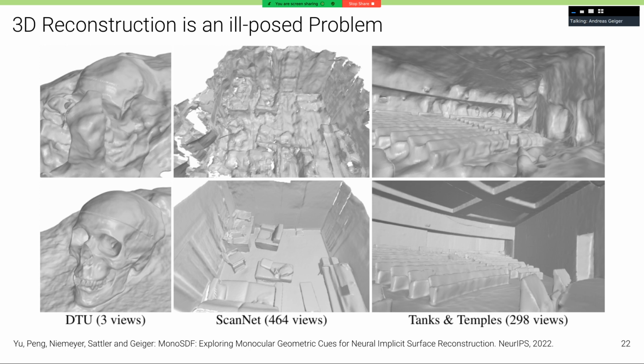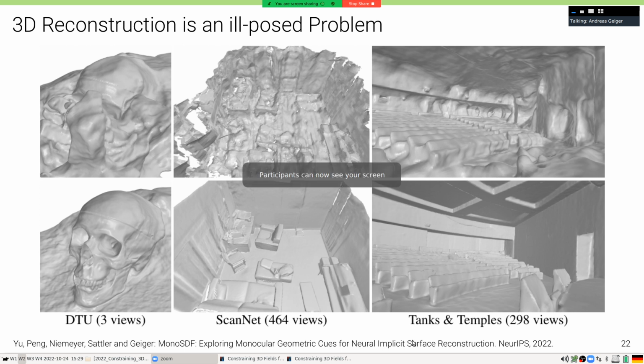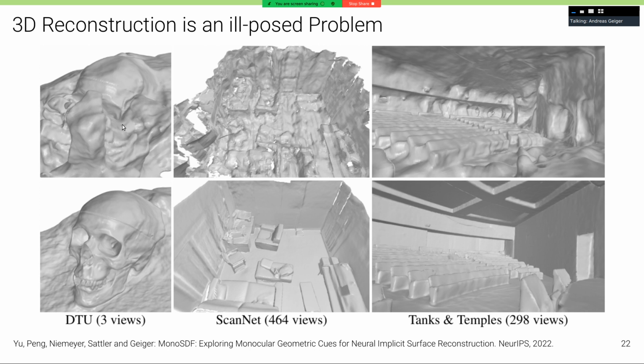Well, so far we have focused in RegNeRF on the novel view synthesis problem. Of course, 3D reconstruction is also an ill-posed problem and suffers in the presence of few views or textureless regions. And this is illustrated here, where in the top row you can see the results of VolSDF, which is a state-of-the-art implicit neural reconstruction model.